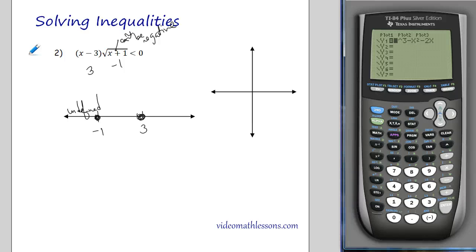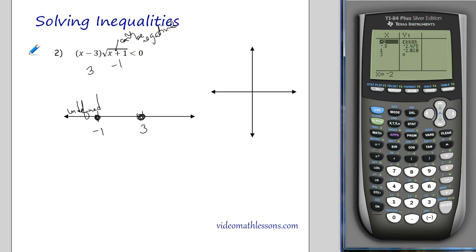So let's punch this one in, because this is a weird one. We've never seen anything like this. But nice and easy. We do everything we know how to do. So x minus 3, and then radical x plus 1. And hit graph. Something crazy here. Let's look at our values first.